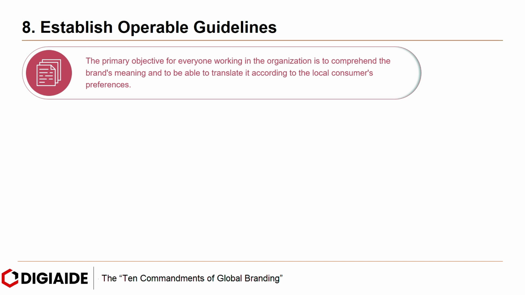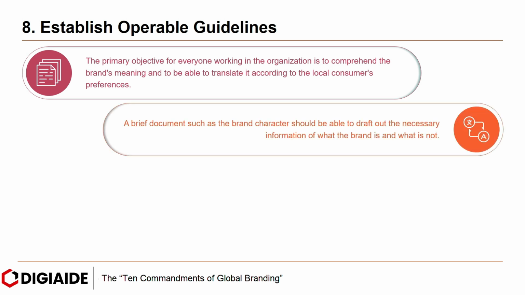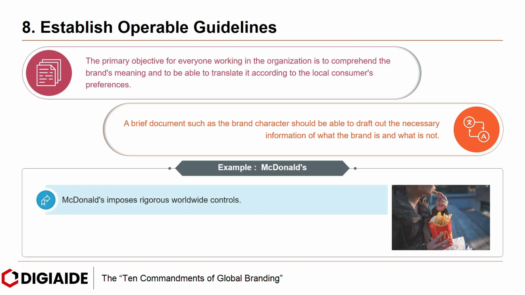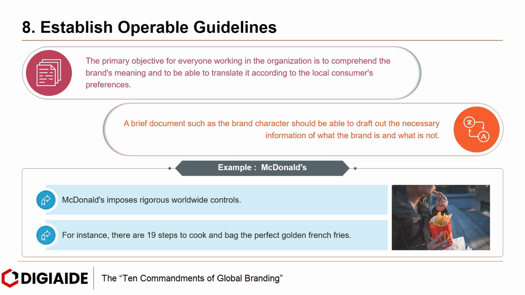Moving on to the 8th commandment about establishing operable guidelines. The primary objective for everyone working in the organization is to comprehend the brand's meaning and to be able to translate it according to local consumer preferences. A brief document such as the brand charter should be able to draft out the necessary information of what the brand is and what is not. Example, McDonald's imposes rigorous worldwide controls. For instance, there are 19 steps to cook and bake the perfect golden French fries.